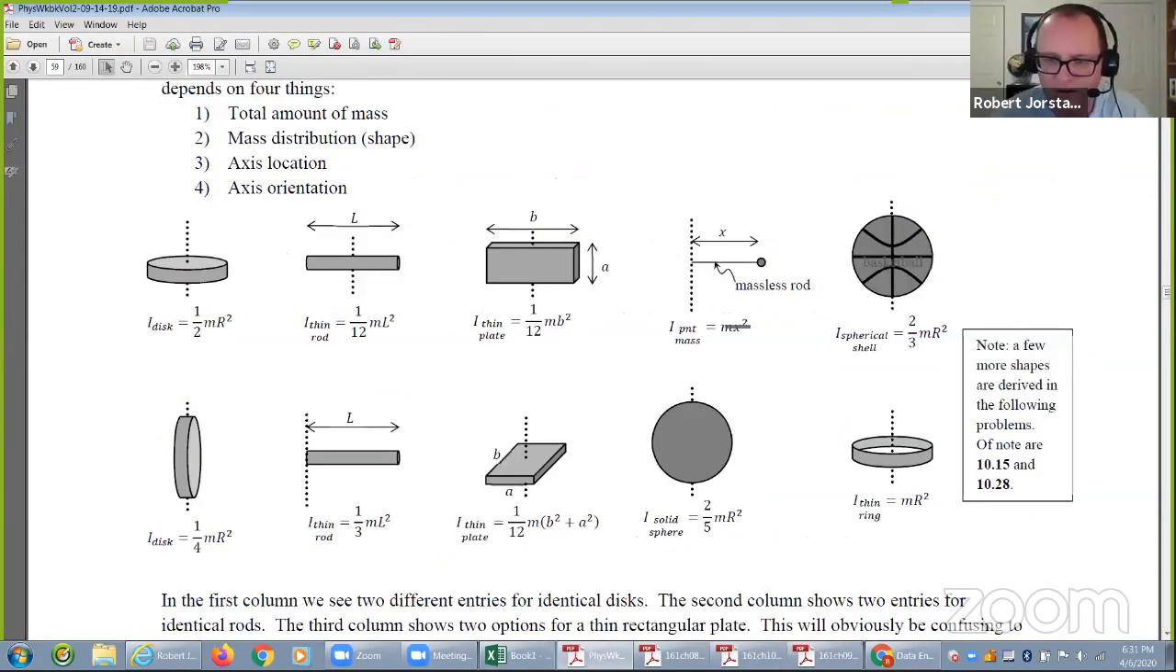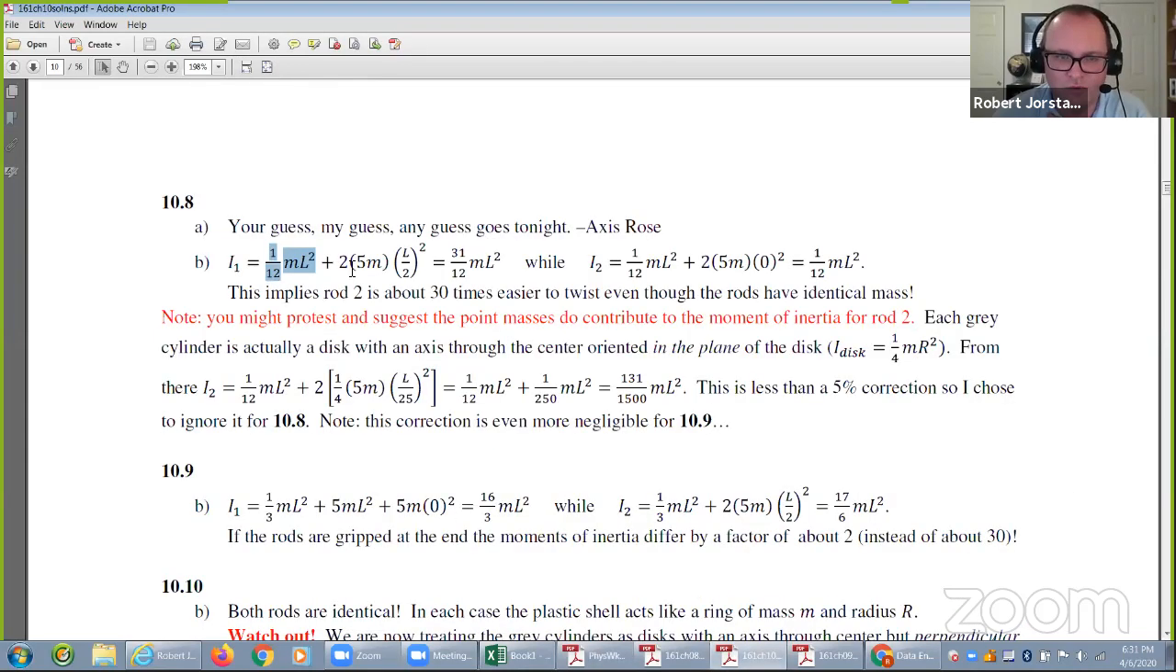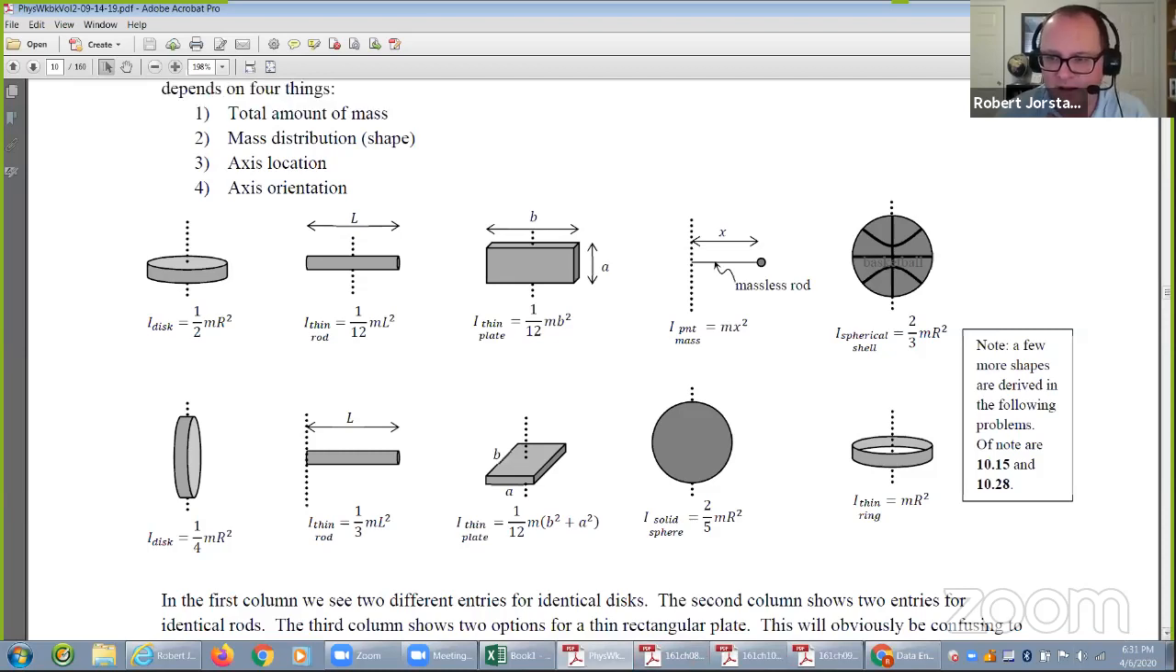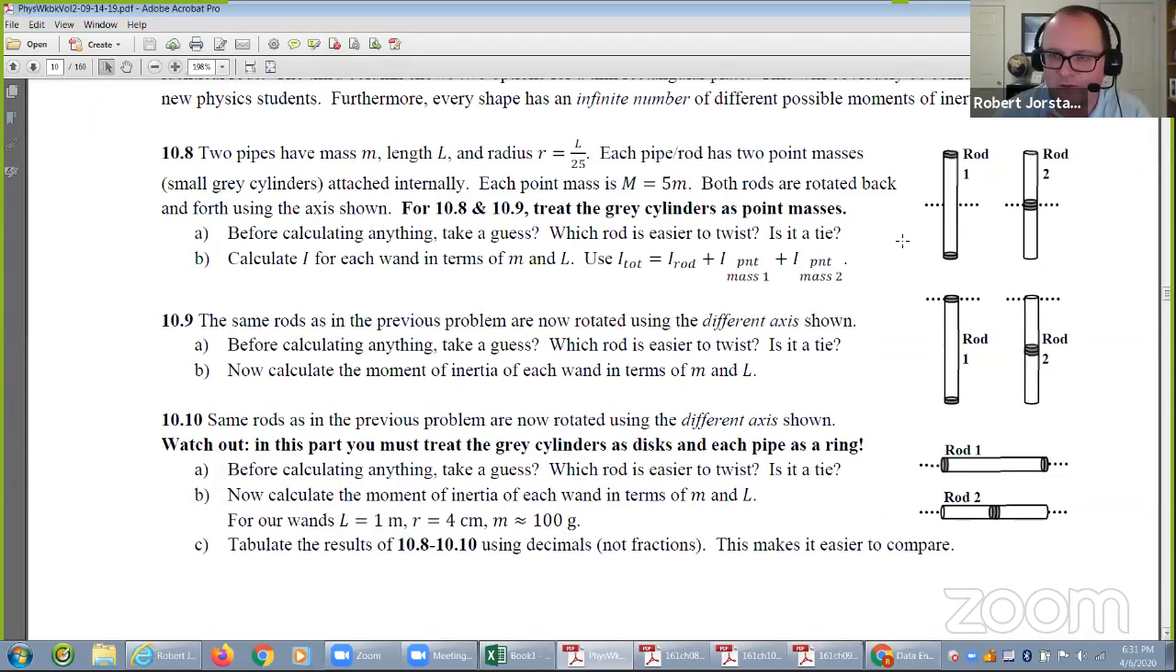So I'm going to go into my equation sheet. This was the rod. Okay. I had 2 point masses, each 5 times the mass, and they were each distance L/2 away. Going back to that picture, and then I'll come back and do this again. In this case, this distance right here is L/2. And this axis is right through the center. So then, and again, this is also L/2.